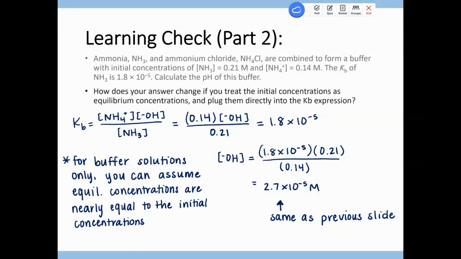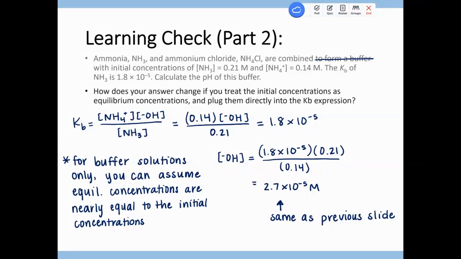Yes, go ahead, Amira. Will it say that it's a buffer, or would we have to decide it? So it might say that it's a buffer, it might not. Imagine this wasn't provided. I just crossed out "to form a buffer." But you still saw in the problem that NH3 and ammonium chloride are added to solution. These are two things added to solution that are a conjugate pair, so that creates a buffer solution.